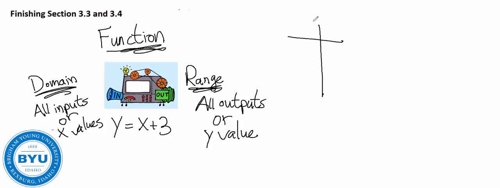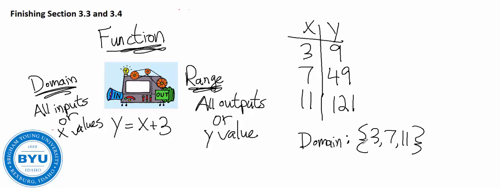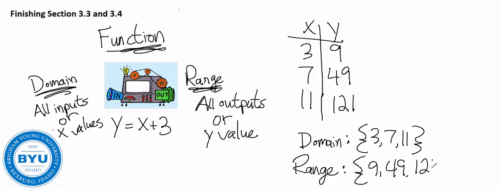Sometimes you might be given a chart and they'll say x is 3, 7, and 11, and this is 9, 49, and 121 for the y values. That's cool. They might ask you, what's the domain of this function? Well, if you have to list it out, you would just say, oh, well, the domain is the x values. It's 3, 7, and 11. We'll use these braces to show a domain. The range would just be a list of y values, which is 9, 49, and 121.